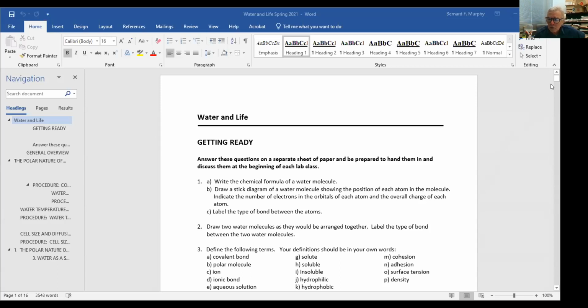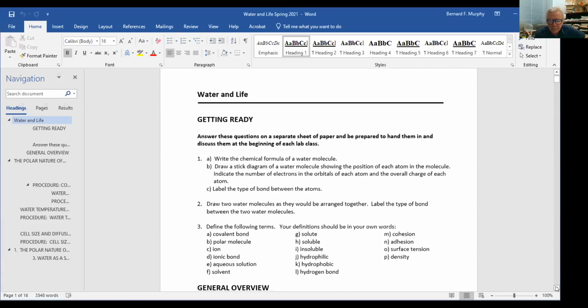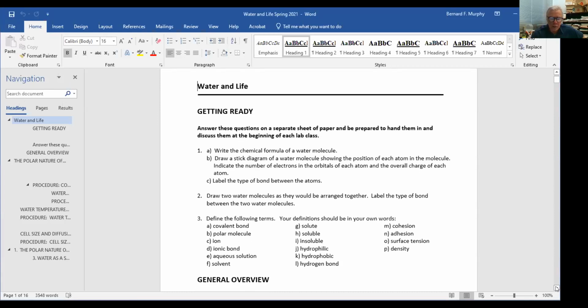Okay, so getting ready. Usually these getting ready things, I don't usually have you fill those out at the beginning of each class. I tend to go over it myself as part of the introduction to the lab. And part of this will be stuff on the next exam, because the next exam is going to be dealing with cells and working cell, which is partially cell transport.